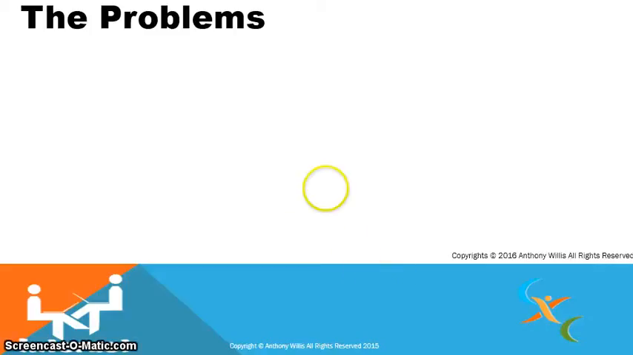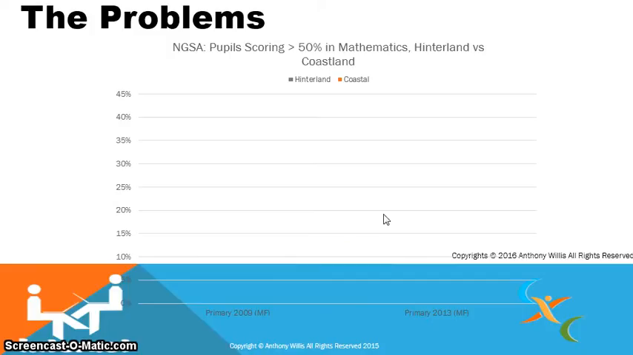Let's continue with our look at the problems in the education sector in Guyana. Here we are going to look at the National Grade 6 Assessment examination results, pupils scoring greater than 50% in mathematics in the hinterland versus the coastal region. And we're looking at the years 2009 and 2013. Information for the years 2015, 2014 and 2016 is unavailable.